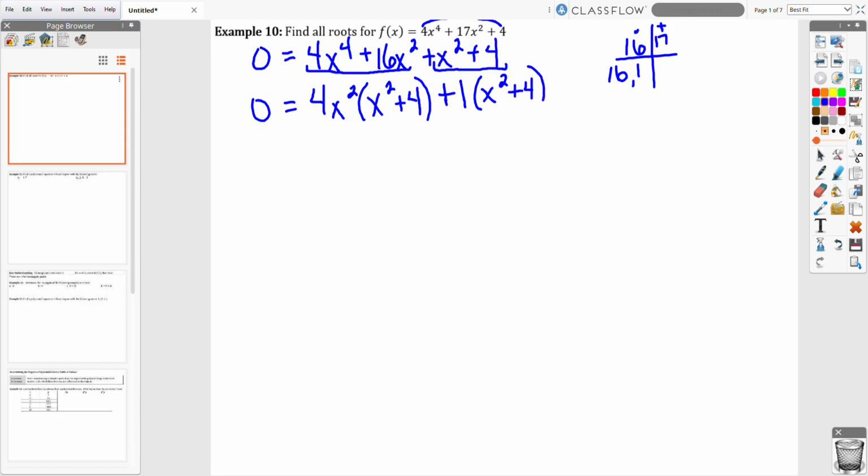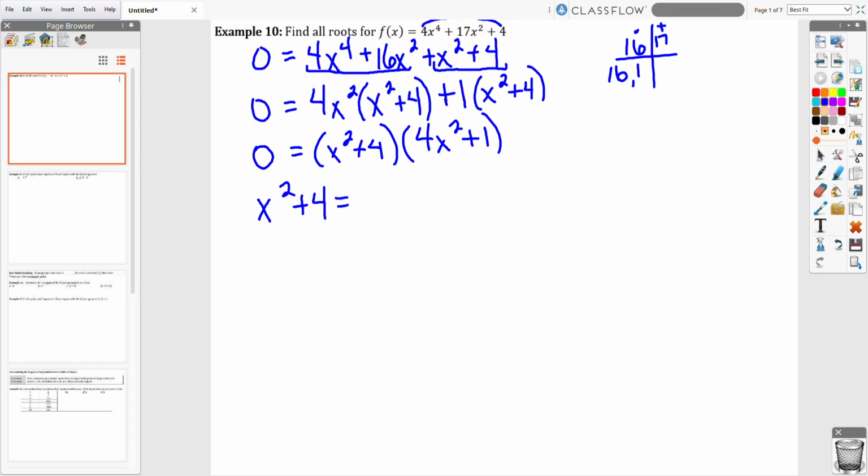Then from there, you can see we have two large terms that have x squared plus 4 in common. So you can divide out that x squared plus 4 as the greatest common factor. So when you divide it out, you're just left with the stuff in front of the parentheses. So it's 4x squared plus 1. Now remember, once you finish factoring, we need to separate our factors and set each factor equal to 0 and solve those equations independently.